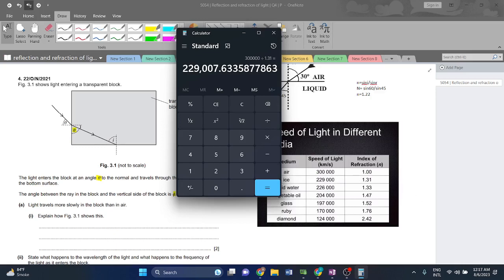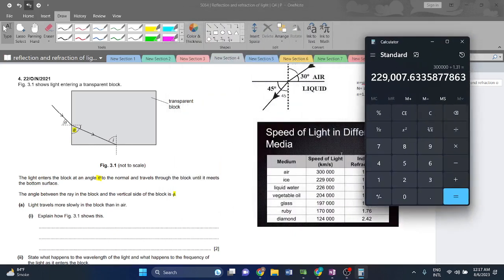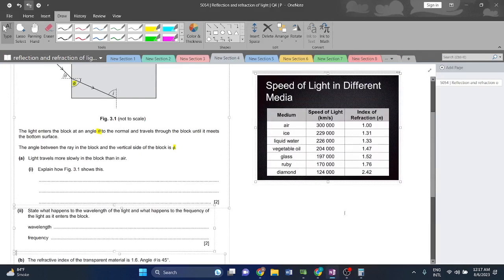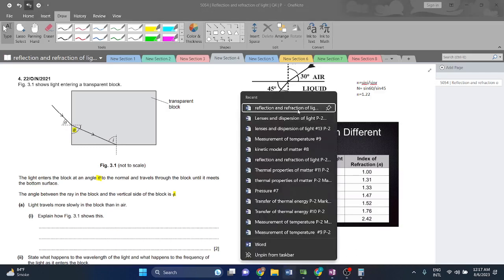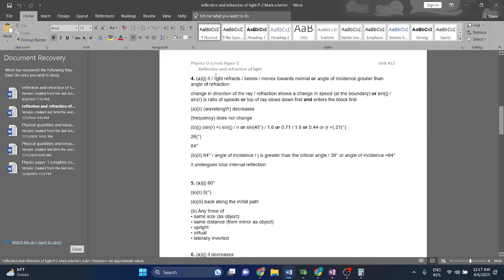जो इन्होंने हमें दिया हुआ speed of light in ice, 230,000 per second, 229,000, जो भी. So what we have to tell them in is like O levels physics के हिसाब से कि the light is being refracted bended towards the normal. ठीक है? Light is being bended towards the normal. और हम देख लेते हैं it is refracted bended towards the normal. Angle of incidence greater than the angle of refraction. Change in direction of the ray refraction shows a change in speed.